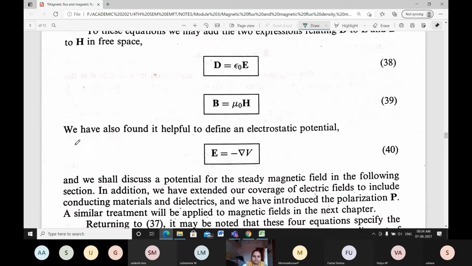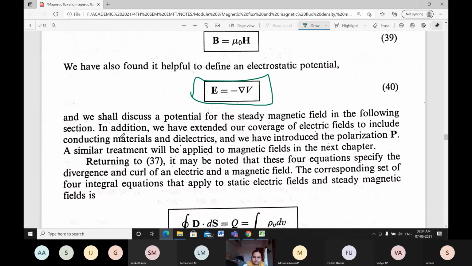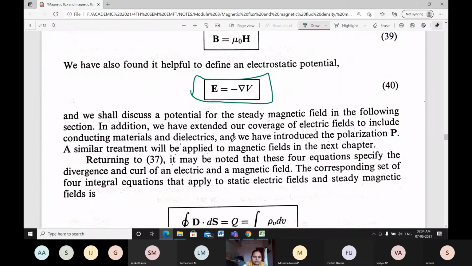Then we know E is going to be, this part we'll discuss in the second module. Just remember here the field intensity in terms of electrostatic potential: E is going to be minus del V. Then the steady magnetic field, the discussion based on polarization and all, is not required for us.